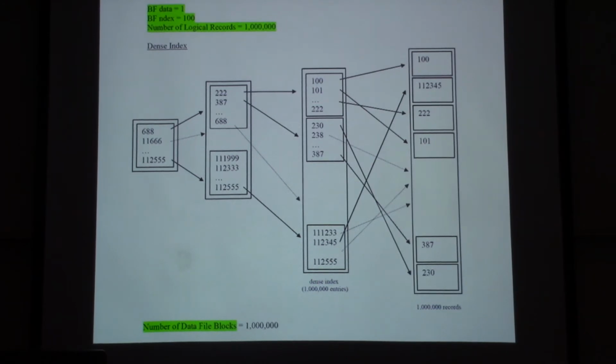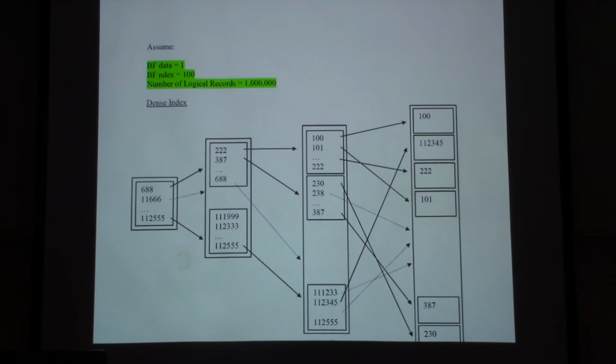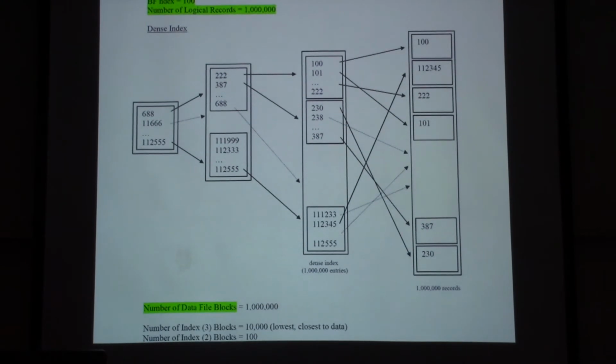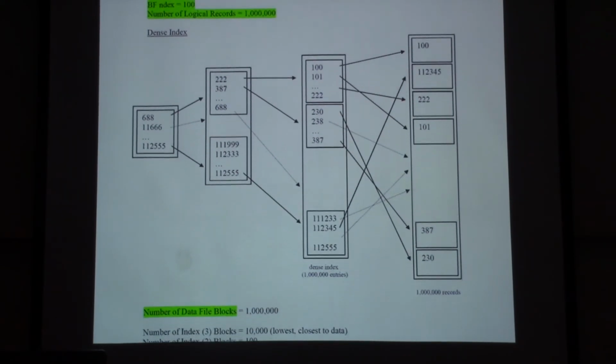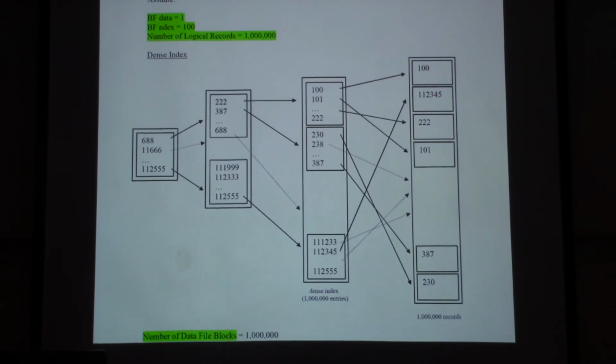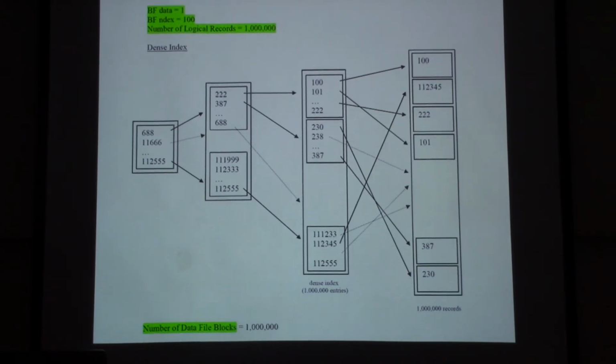The number of physical blocks here is 1,000,000, but the number of physical blocks here is what? 100. It's going to be 10,000. Whoops. 10,000, right? That's the answer. I was hiding it from you. The answer is going to be 10,000 because the blocking factor is 100.